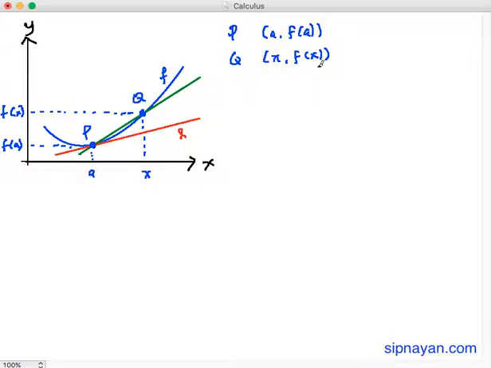So, pag kinuha natin yung slope nito, y sub 2 minus y sub 1, so if we let the slope be m, the slope of line PQ, we have f of x minus f of a over x minus a.